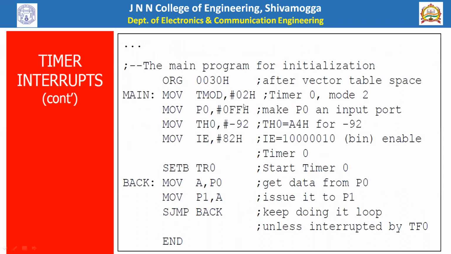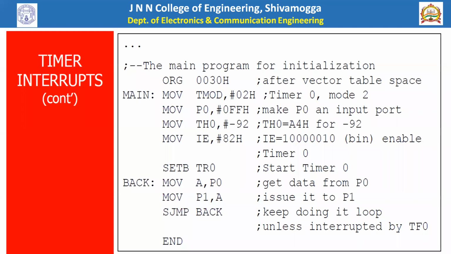Timer 0 is programmed in auto reload mode. Make port 0 an input port. Timer 0 should be loaded with -92, that is A4. From A4, it increments till FF, and then the timer rolls over. When the timer rolls over, it will be interrupted. Why will it be interrupted? Because you can see that the interrupt enable register is loaded with 82.